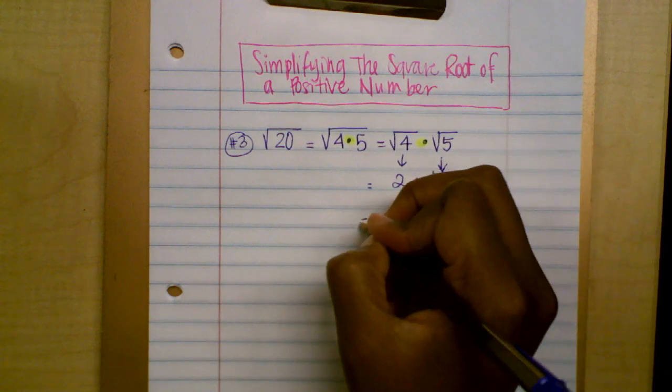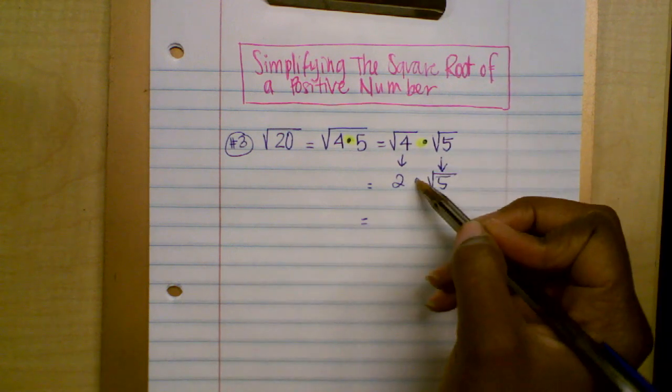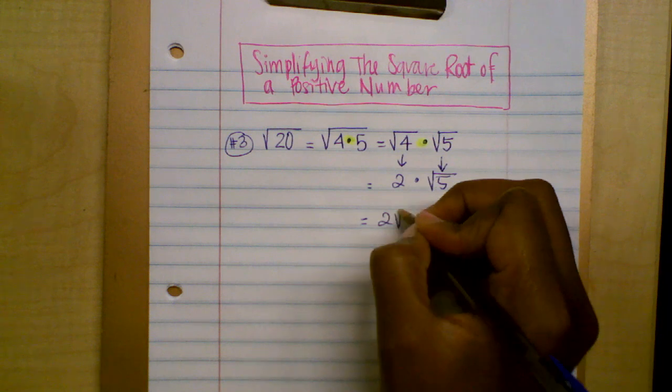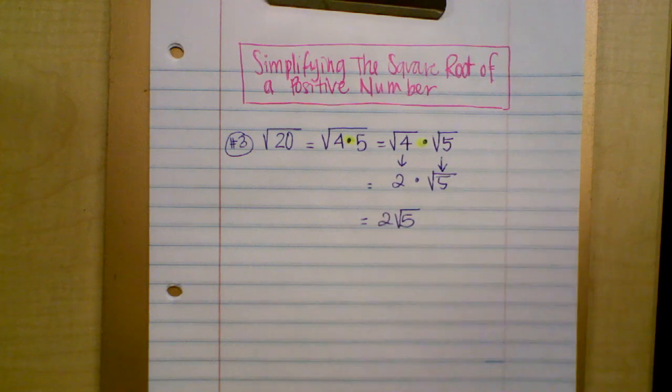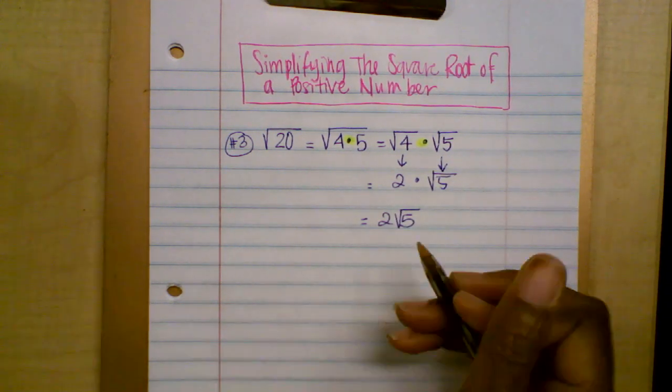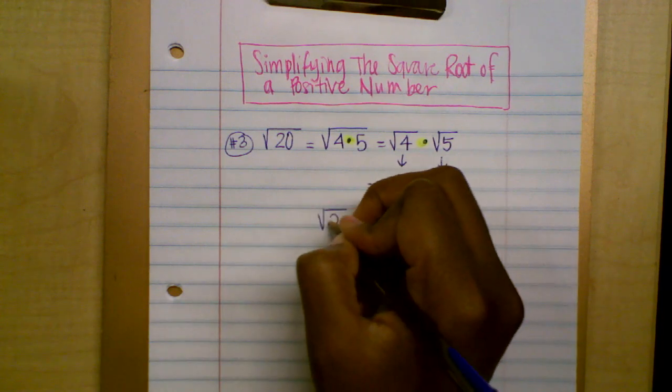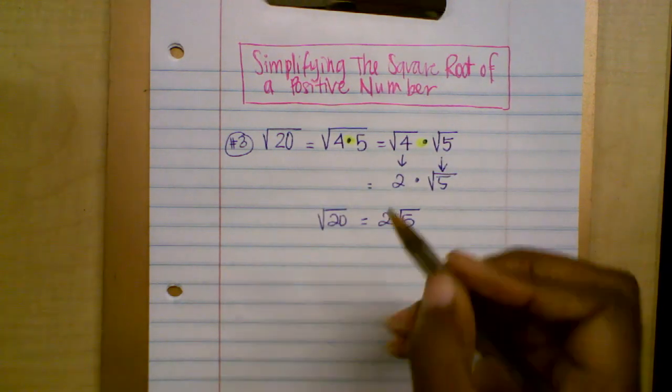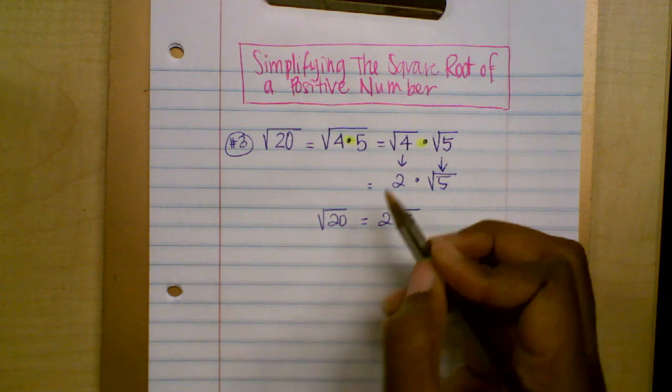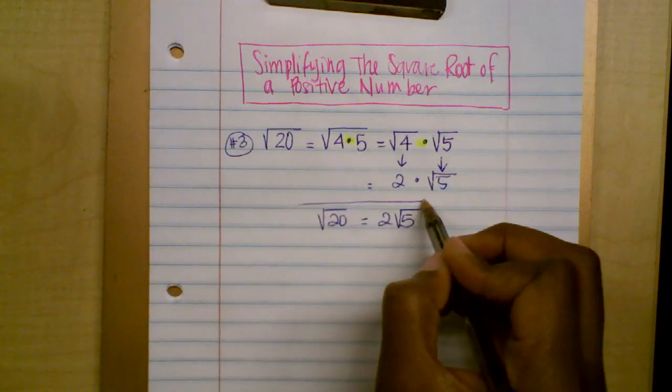Now I'm going to rewrite the expression without the multiplication dot. It's assumed to be multiplication here, but they don't usually write the multiplication dot. So we simplify the square root of 20 as 2 times the square root of 5. That's your final answer.